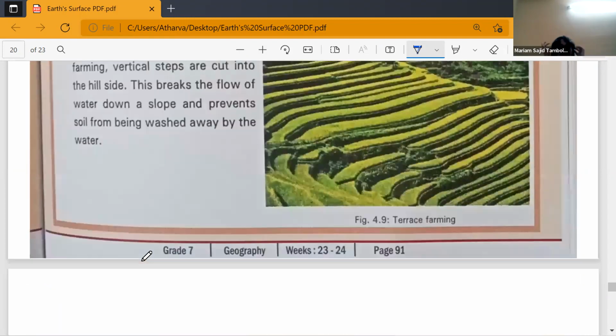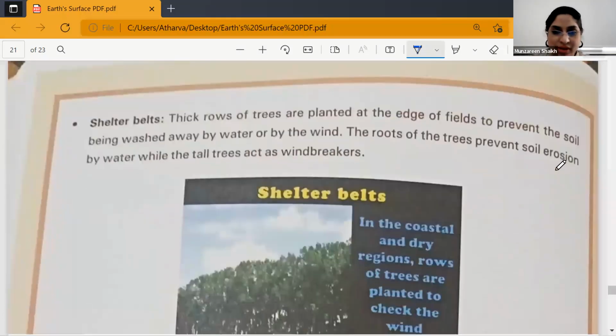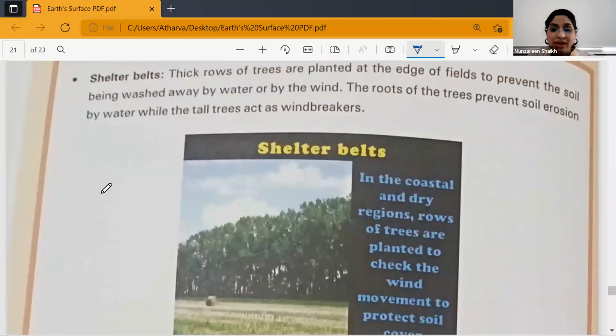All right. Next topic is shelter belts. Thick rows of trees are planted at the edge of the fields to prevent the soil being washed away by water or by wind. The roots of the trees prevent soil erosion by water, while the tall trees act as wind barriers. If you have seen any fields or farm very carefully, around the edge of the field, they plant thick trees.